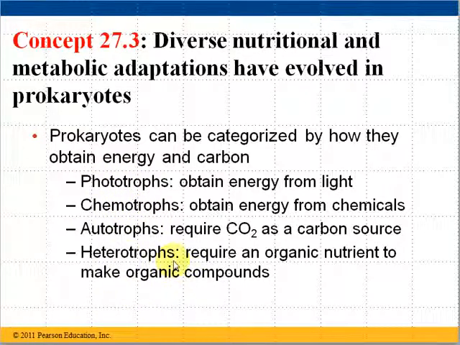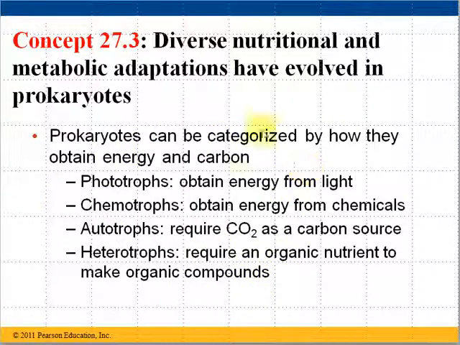Now, how about the carbon? Well, in the larger world that we can see with our eyes, a plant would be an autotroph. It needs only the carbon that it can use from the air around it, the CO2. And an animal would be a heterotroph. It has to eat other organic nutrients to make its organic compounds. So if you wanted to combine the two, you could say a plant is a photoautotroph and an animal is a chemoheterotroph.